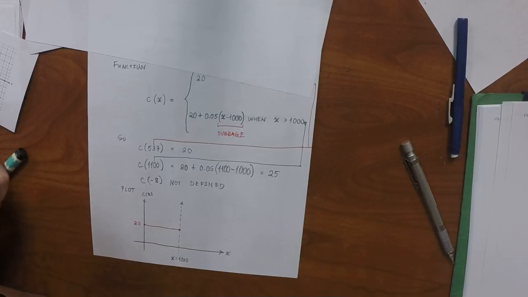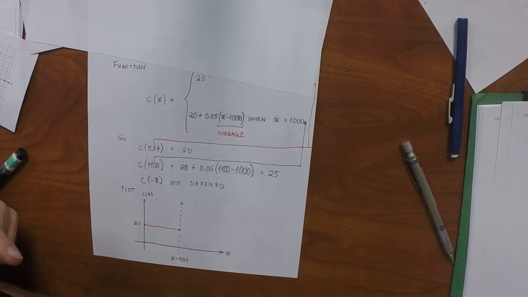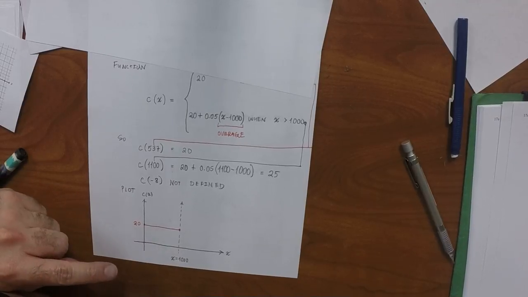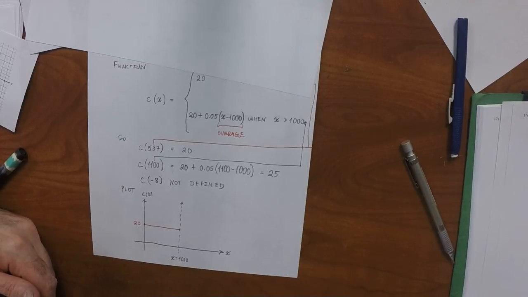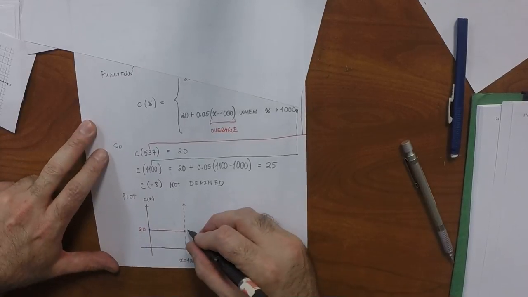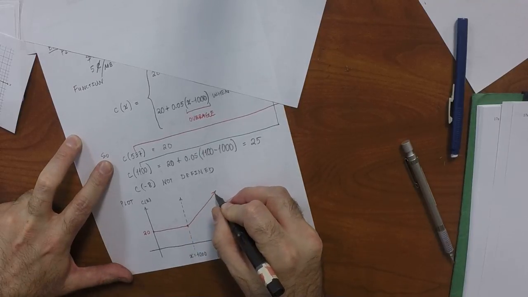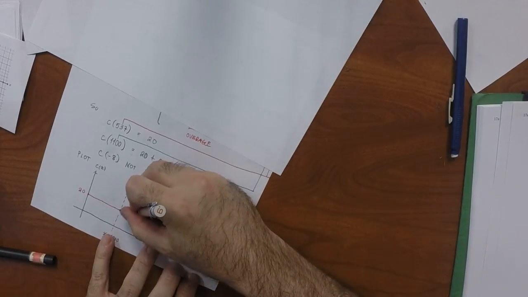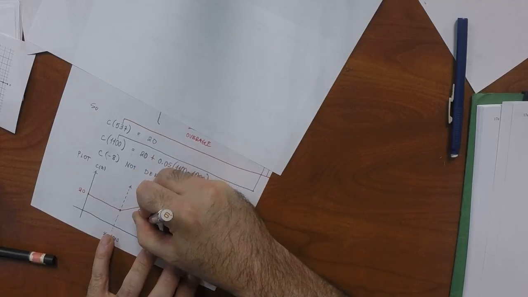Then what will happen when you go beyond 1,000? It's going to move up. So is it going to start going up like a parabola, or what? A straight line. In fact, for every 1 megabyte you move over to the right, how far are you going to go up? 5 cents, right? So it'll be a line that goes like this. And the slope of this line is 5 cents per megabyte.